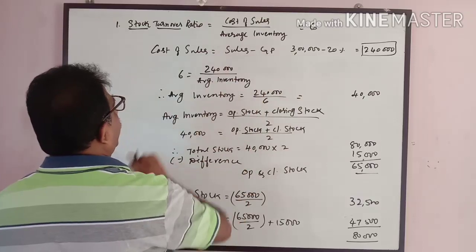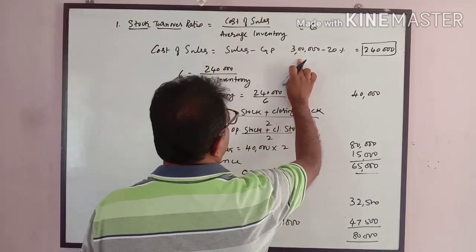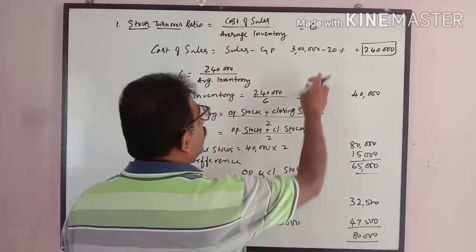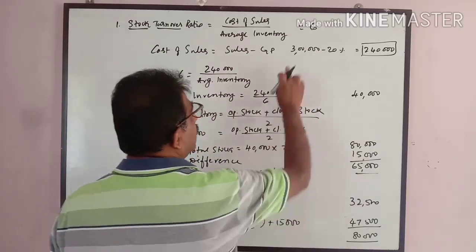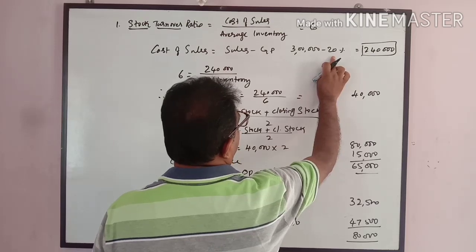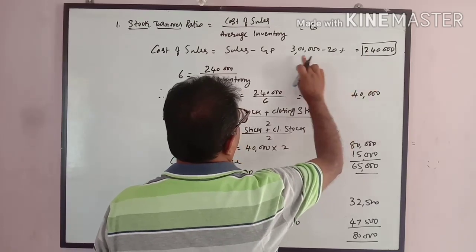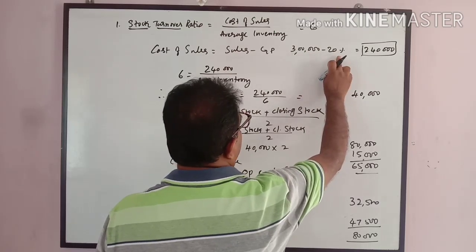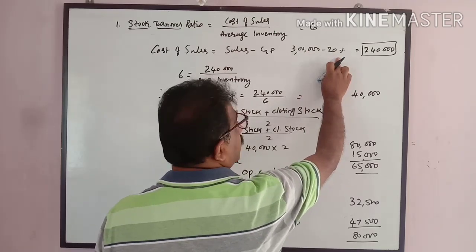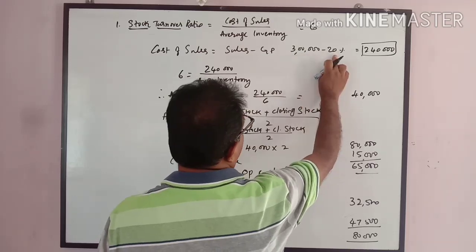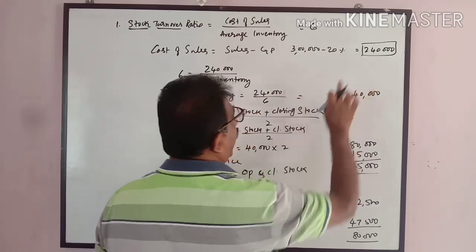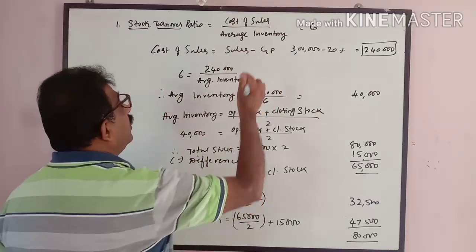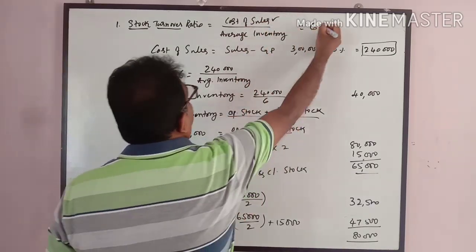Sales minus GP. Sales is given as 3 lakhs. 20% of sales is GP. That means the GP ratio, the gross profit ratio, is a 20% profit margin. 3 lakhs minus 20%. 20% of 3 lakhs comes to 60,000. On sales, the business earns 60,000 profit, which is called the gross profit. 3 lakhs minus 60,000 comes to 2 lakh 40. 2 lakh 40 is the cost of sales. Now we have the cost of sales.